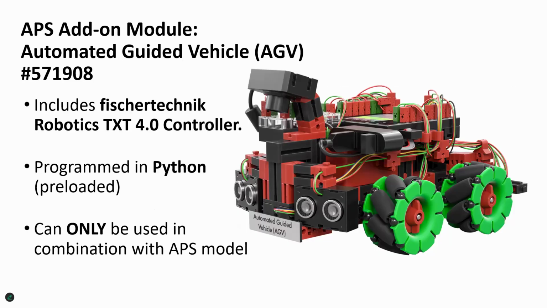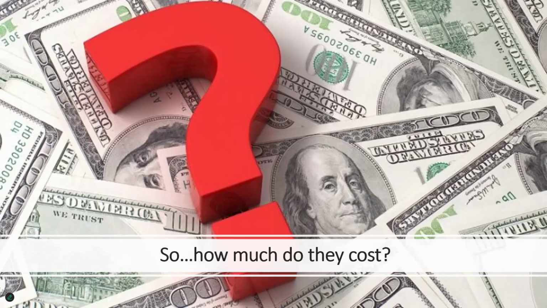Now, the model ships with a pre-programmed Fisher-Technic's Robotics TXT 4.0 controller, as with the version included within the APS. The programming is in Python. Now, it can of course only be used in combination with the APS model. It's again not intended for freestanding use. The dimensions for the model are approximately 10 by 7 by 5.5 inches, and it has a weight of about 3.5 pounds.